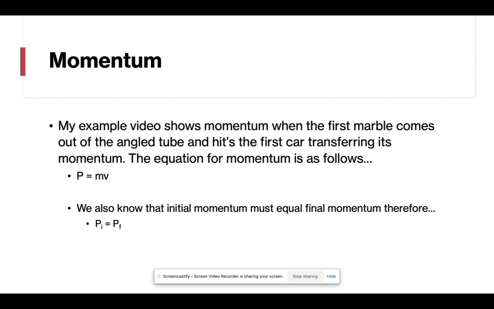My momentum example in this video is when the first marble comes out of the angled tube and hits the first car, transferring its momentum. We know that the equation for momentum is as follows: P equals mass times velocity. We're also aware that initial momentum must equal the final momentum. Therefore, P initial will also equal P final.